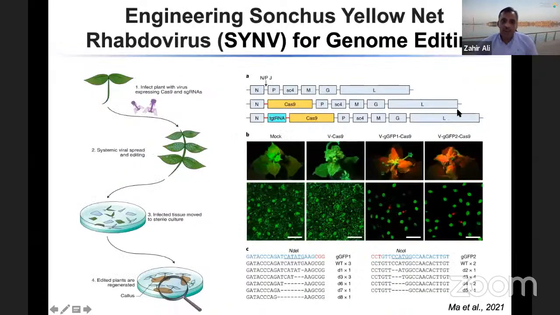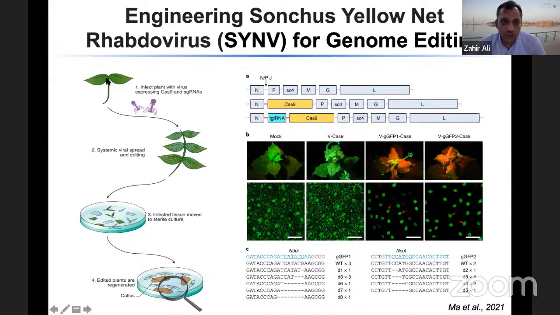But the most interesting one is the recently published one, where they put all the things, including the Cas9 as well as the tRNA-gRNA structure, into the SYNV virus, and they express all the things from the virus. And this is an RNA virus. So if we have this virus and this vector system, we can use it for non-transgenic genetically modified plants, which is a very big concern.